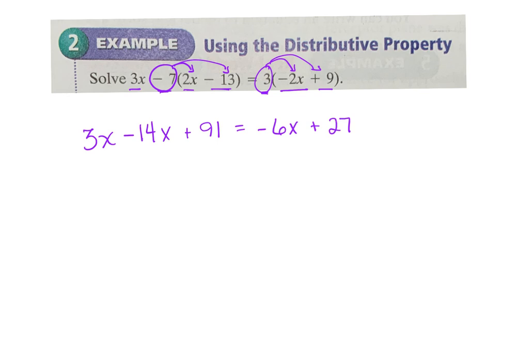So for this one, I have 3x minus 14x. Positive 3 and a negative 14. Subtract and keep the sign of the larger absolute value. 14 minus 3 is 11. My 14 was a negative, so negative 11 there, okay? So this is going to be negative 11x plus 91. I cannot simplify anything on this side, so I can leave it alone. All right?